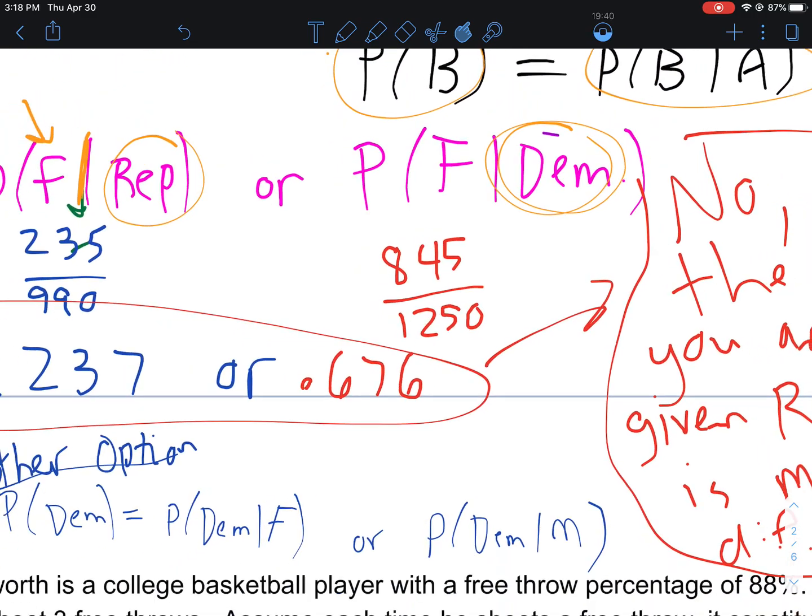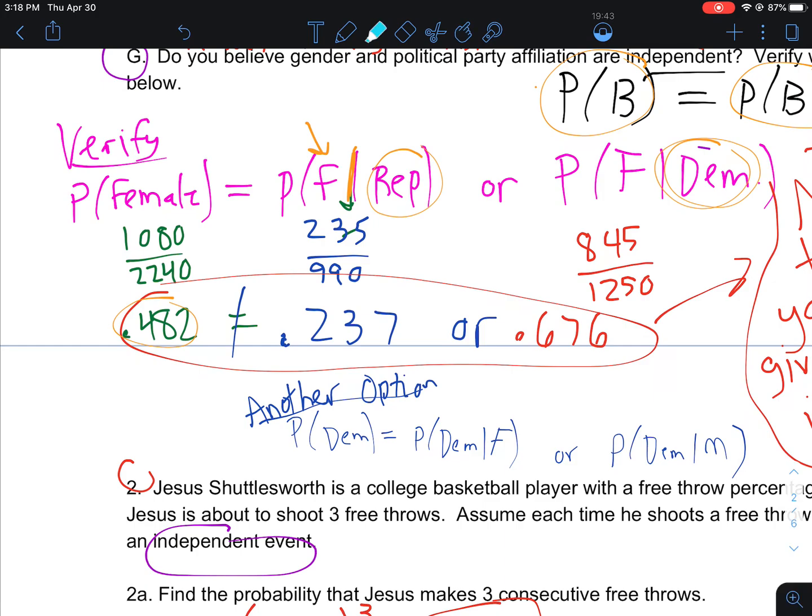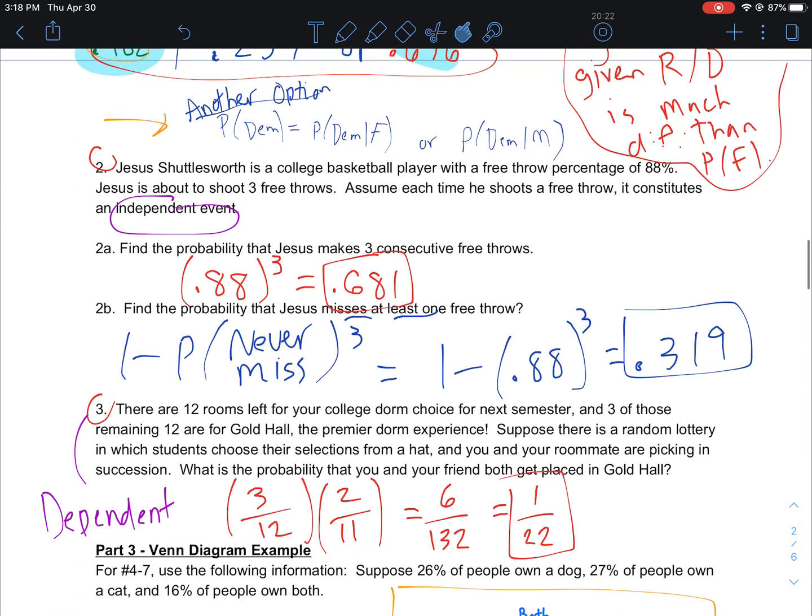Now, just to show the work, I also did it for Democrat, and the same argument comes through. If there's a 0.482 probability of calling a female, the probability of choosing a female given you're only selecting from Democrats, if they were truly independent, would be the same, and they are not. All right, now you can see down here, this is just a different way you could have phrased it. You could have said, what's the probability someone's Democratic, and then said, what's the probability someone's Democratic given I'm only selecting from females or given I'm only selecting from males. Long story short, you're not getting the same answers. Therefore, this suggests that gender and political party are not independent.